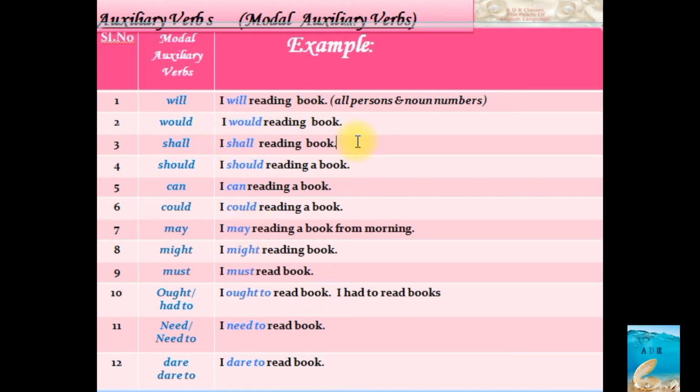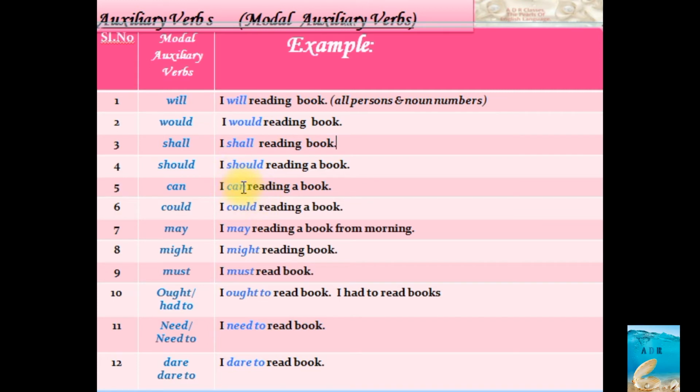I would read the book means you may read the book as such. I shall read the book, you're saying whether to read or not. I should means compulsory, you're going to read the book. You are supposed to read the book. Okay. I can read the book. You're able to read the book.